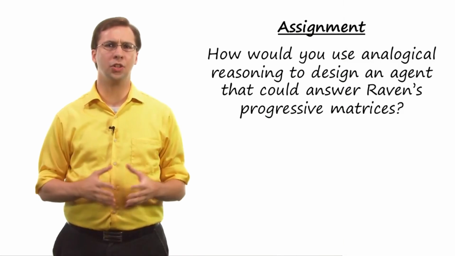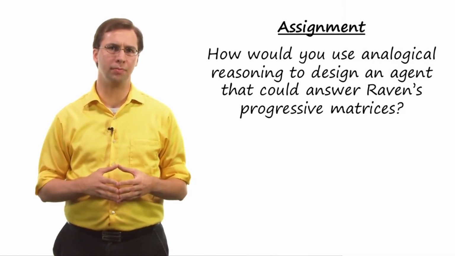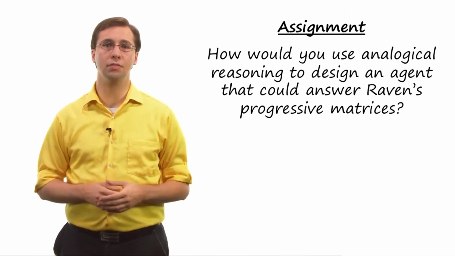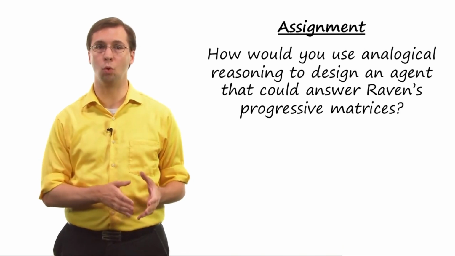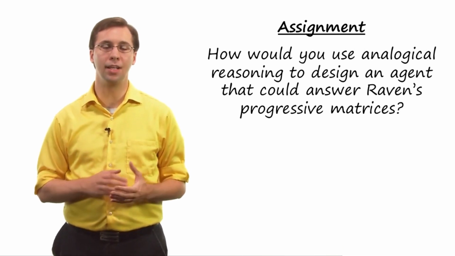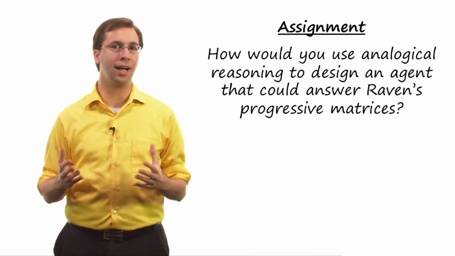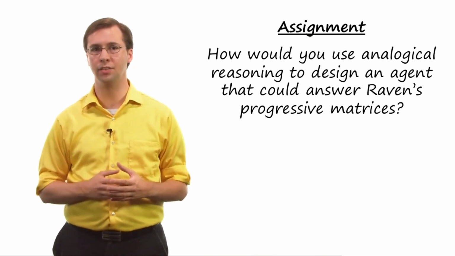So how would you use analogical reasoning to design an agent to answer Raven's progressive matrices? This might be a tough question at first because the agents we're designing only operate in one domain, taking the Raven's test. They don't look at other areas. So where could they get the knowledge necessary to do cross-domain analogical transfer?